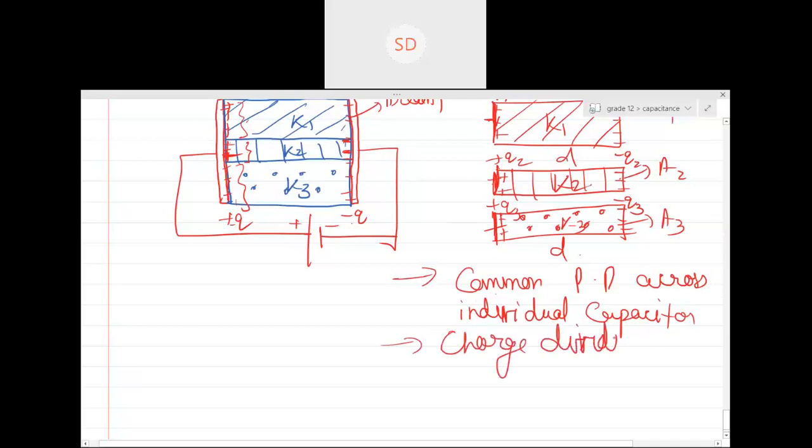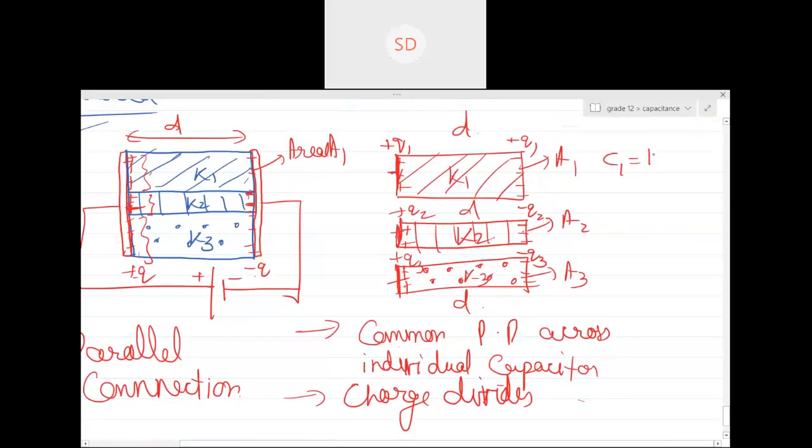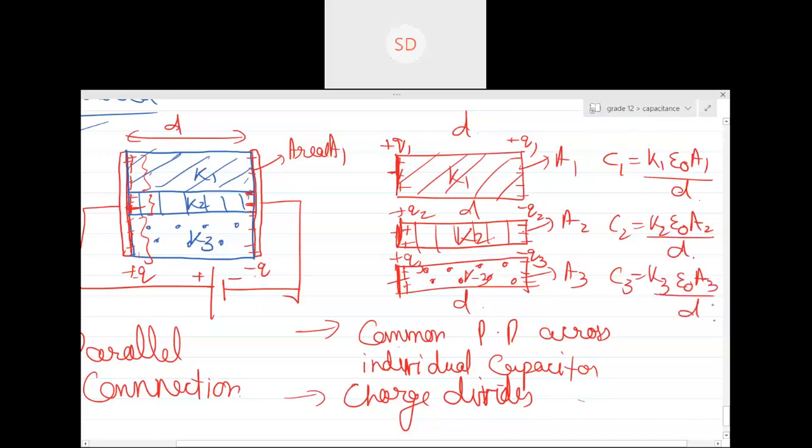So what kind of connection is it? Parallel connection. In parallel connection, you'll assume these three are in parallel, right? Can you calculate the individual capacitance? C1 is K1 epsilon naught A1 by D. C2 will be K2 epsilon naught A2 by D. C3 will be K3 epsilon naught A3 by D. Yes or no, guys? Yes, sir.